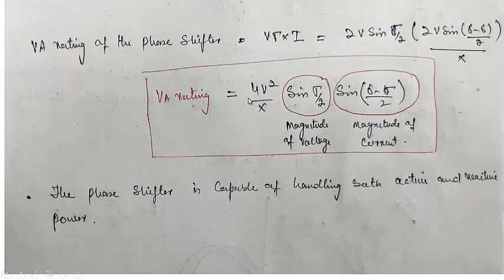So the total will be equal to twice V square by x sine sigma by 2, the magnitude of the voltage. This actually tells us how much will be the magnitude of the voltage, and this will be magnitude of the current that is flowing through this phase shifter. So this phase shifter is capable of handling both active and reactive power. So since it is dependent, we can change its magnitude as well as its phase angle, so it can be used to handle both reactive as well as active power.